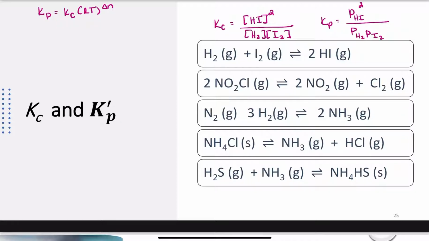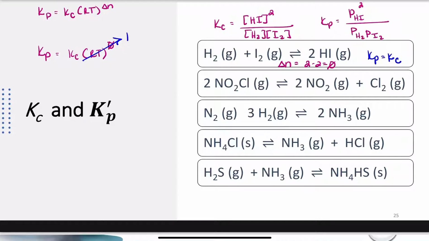For this, though, when I want to convert between Kp and Kc, I look at the change in number of moles. I have 2 moles here, and 1 and 1, 2 moles here. So my change in N is 2 minus 2, which is equal to 0. Kp equals Kc times RT raised to 0. Anytime something is raised to a 0, it goes to 1. So here, my Kp is equal to my Kc. No matter what value I had for Kc, that would be the same value for Kp.